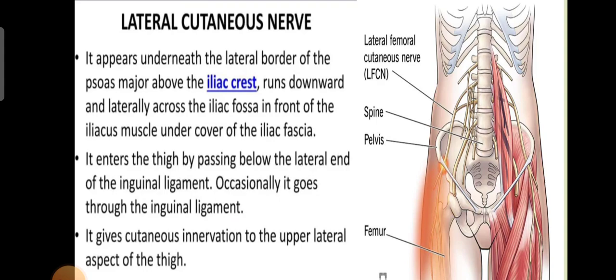Now the lateral cutaneous nerve, this is another branch from the lumbar plexus, and it is passing along underneath the lateral border of the psoas major above the iliac crest. It runs downwards and laterally across the iliac fossa in front of the iliacus muscle under the cover of iliac fascia. Then it enters the thigh by passing below the lateral end of the inguinal ligament, and occasionally it goes through the inguinal ligament. It also provides cutaneous innervation to the upper lateral aspect of the thigh.